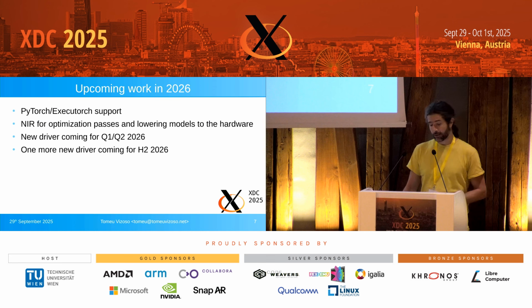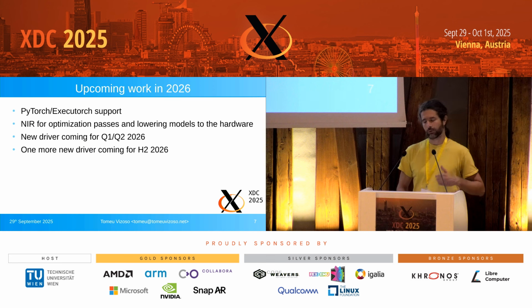Now, what's coming next? I'm working on PyTorch executor support, which is more commonly used nowadays for LLMs and so on. So that's pretty interesting in itself. We are looking at using NIR to implement some optimization passes in a more efficient way and share code among drivers. I'll be giving a talk tomorrow about this.